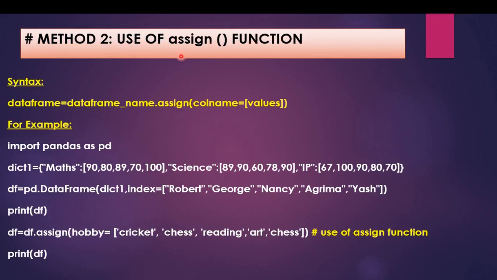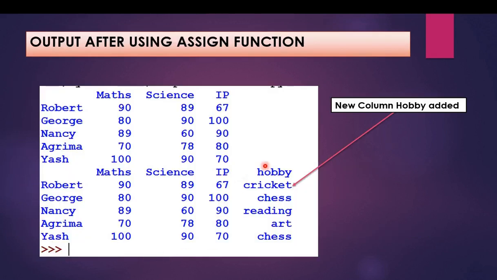Now let's see how the assign function will work. The syntax is data frame equals data frame name dot assign, column name equals values. Again we will consider the previous data frame and see this statement, df equals df dot assign, then the column name is hobby equals, and we are providing 5 corresponding values to this column hobby. Again remember that the hobby column will be added at the end of all columns. See the output. The hobby column is inserted after the end of the entire columns, and 5 values are assigned to this column hobby.